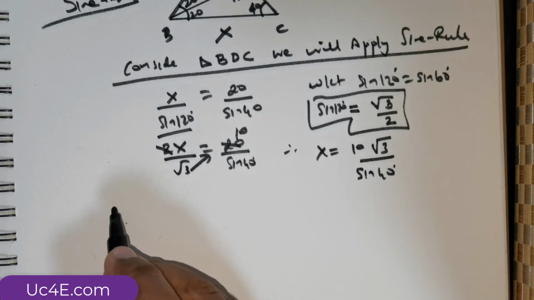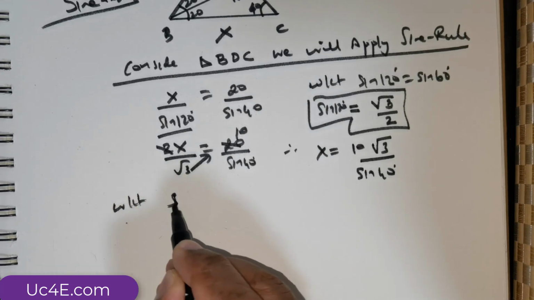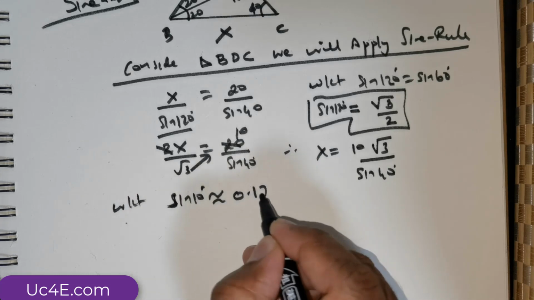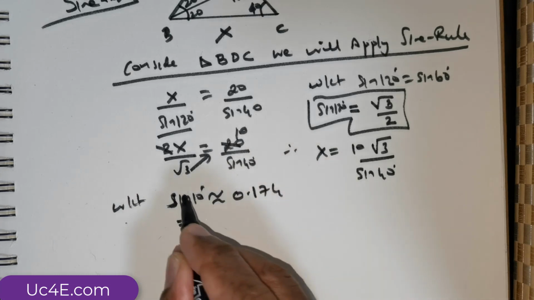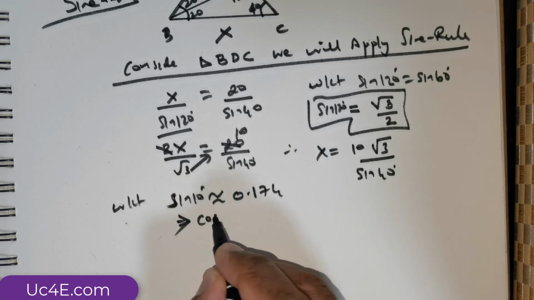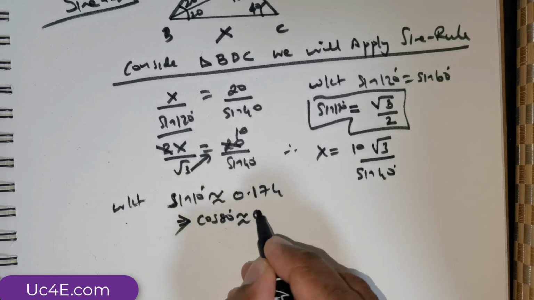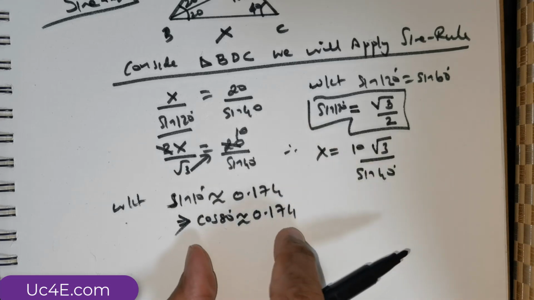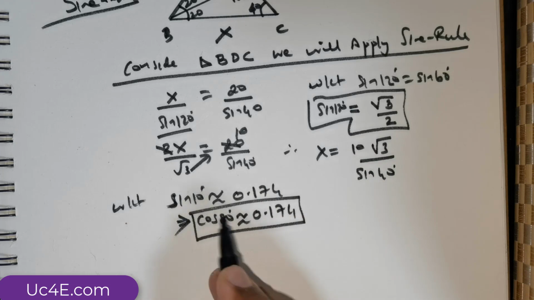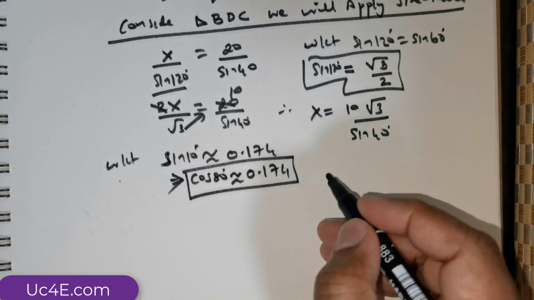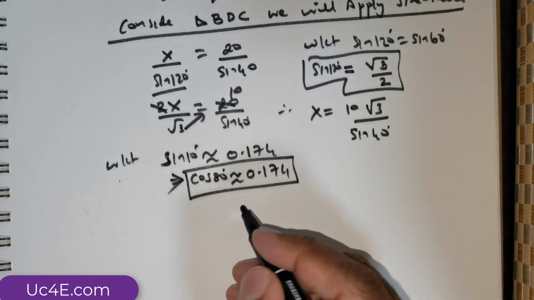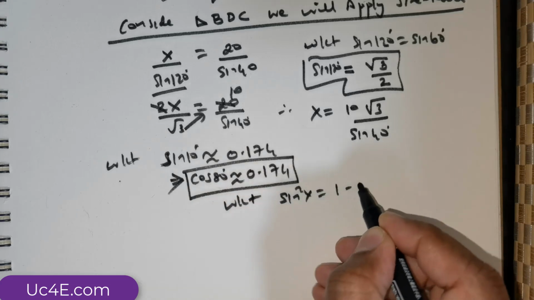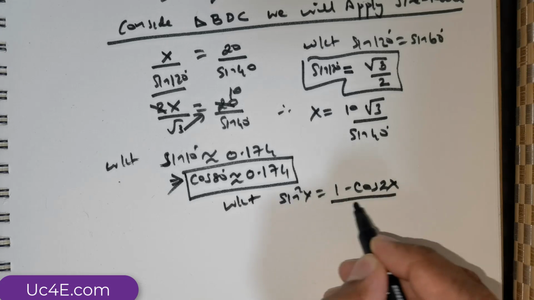Now we are given that sine 10 degrees is approximately equal to 0.174. So this is sine 10. So this means cos of 80 degrees is approximately equal to 0.174. Right. Now I'm going to be utilizing this cos. Now there is a relationship that connects cos and sine. What is the relationship? So we know that sine squared x is equal to 1 minus cos 2x divided by 2.